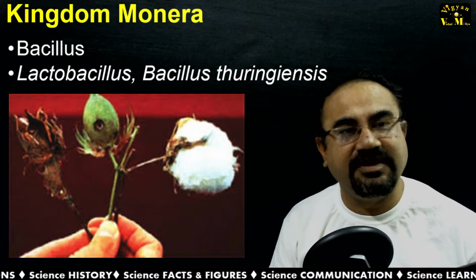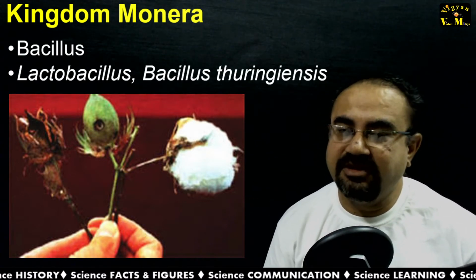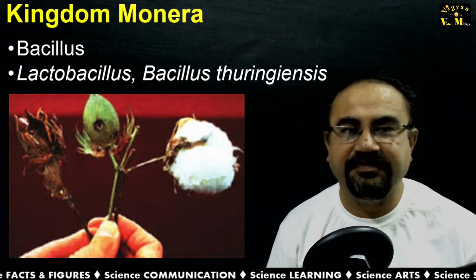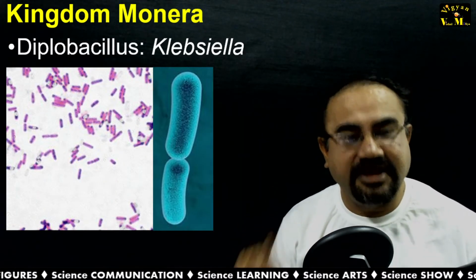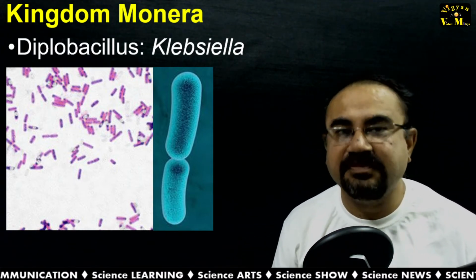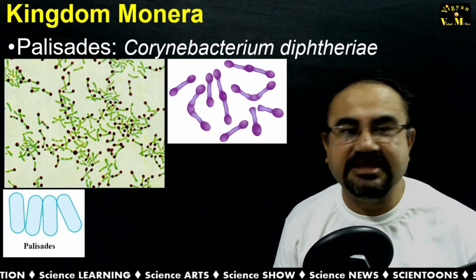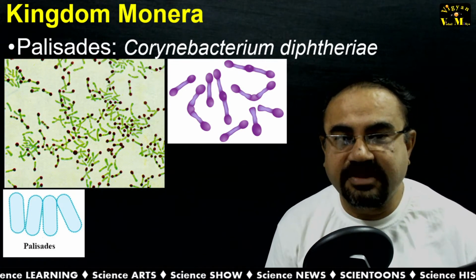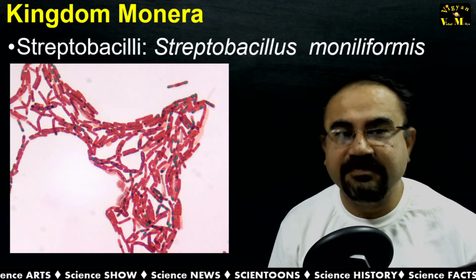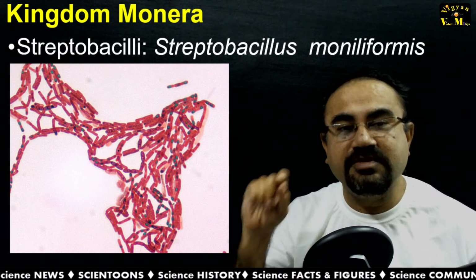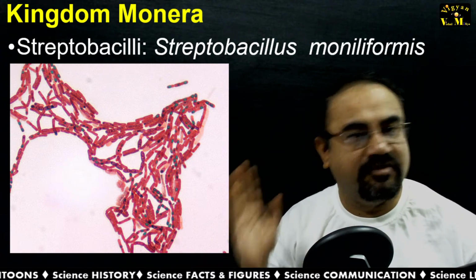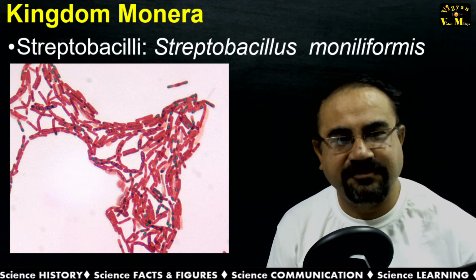Bacillus is one of the well known and dominating groups of bacteria, or you can say genus, in the Monera kingdom. If there are two, it is diplobacillus, and one of the disease-causing genera is Klebsiella. When they are in the palisade form, the best example is Corynebacterium diphtheriae, and for streptobacilli, the best example is Streptobacillus moniliformis, which is shown here in the photograph.